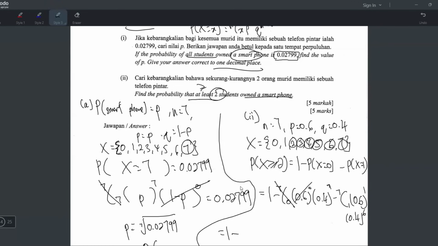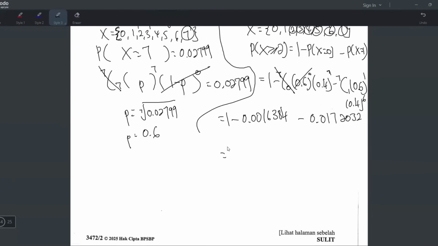So you will get 0.00 16384. Okay, I know your calculator gives you times 10 power negative 3, right? That means you have to take your decimal point, move to the left 3 times. Okay, minus again. Okay, this one, press and get what? 0.0172032. Okay, usually I write 4 significant figures, but it's just 2 more numbers, so that's why I just write it also. Okay, now I will take 1 minus everything, so the final answer comes out already 0.9812.